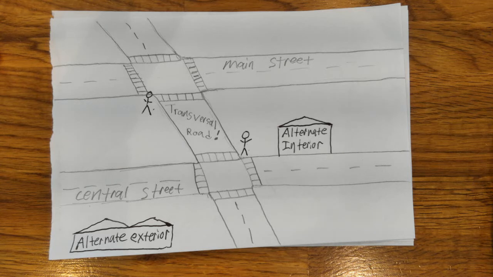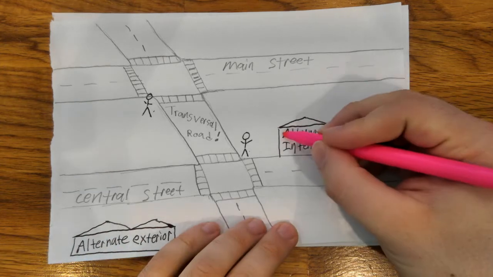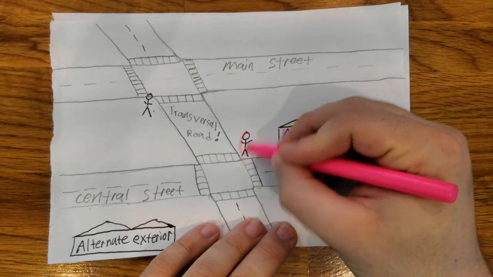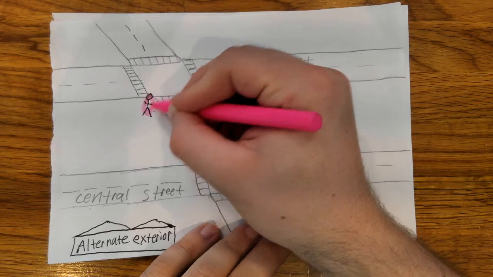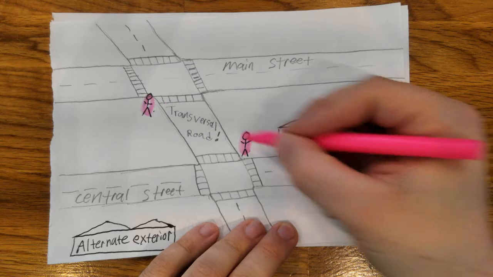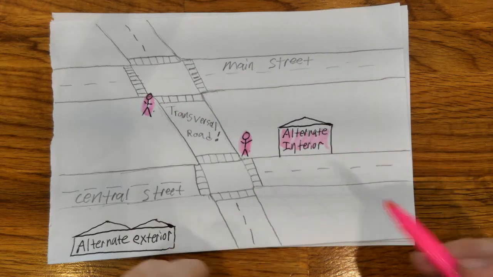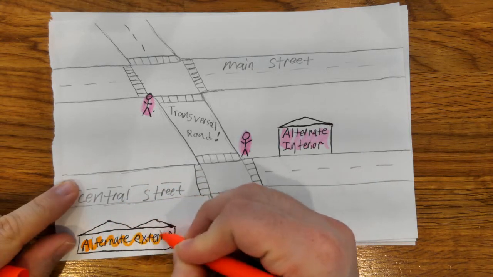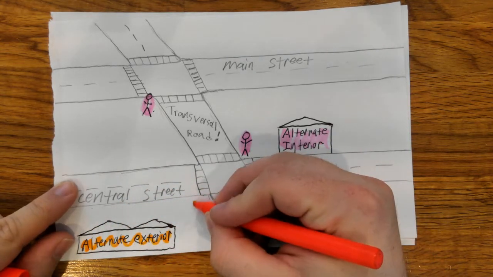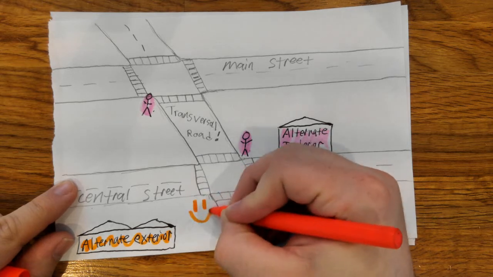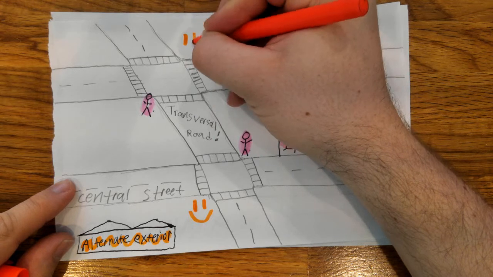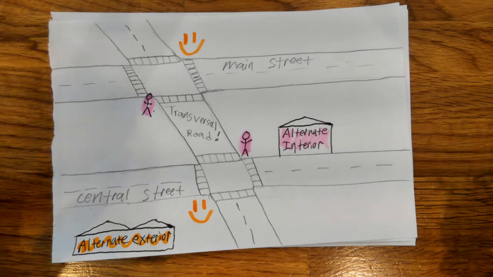You would then say that we are alternate interior from each other, right? So I'm on the inside, Mr. Doherty's on the inside, and we're across the road from each other. That's alternate interior. Now, alternate exterior here is if we were on the outside. Let's say I'm going to draw a smiley face here, and across the road, also on the outside, here would be an alternate exterior.